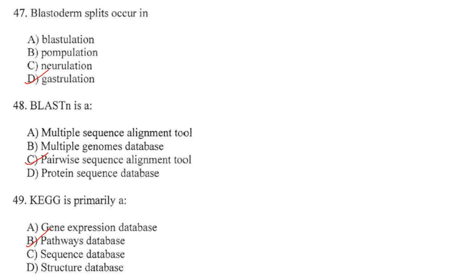Then blastoderm split occurs in gastrulation. Answer is option D. BLAST-N can be used to compare a nucleotide sequence with a nucleotide database. So it is used as a pairwise sequence alignment tool. Answer is option C. Then KEGG is primarily a pathway database. Answer is option B.